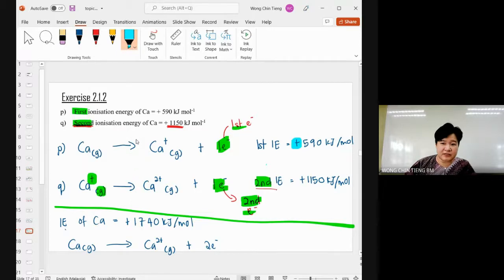IE mesti positif. If you read your notes, if you read your definition, you realize that your ionization energy is always energy required. Betul? So soalan saya, jangan jawab energy required kat aku ya Afif. Soalan saya, kenapa sentiasa positif, kenapa sentiasa energy required? Anyone?